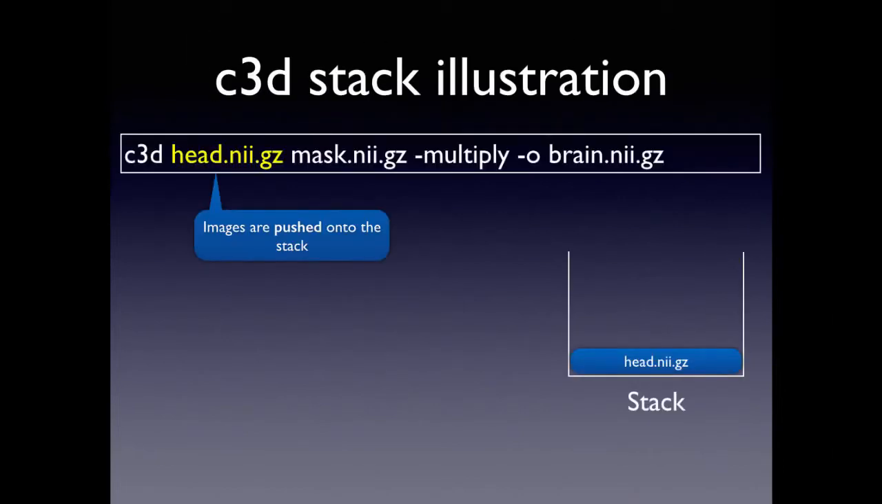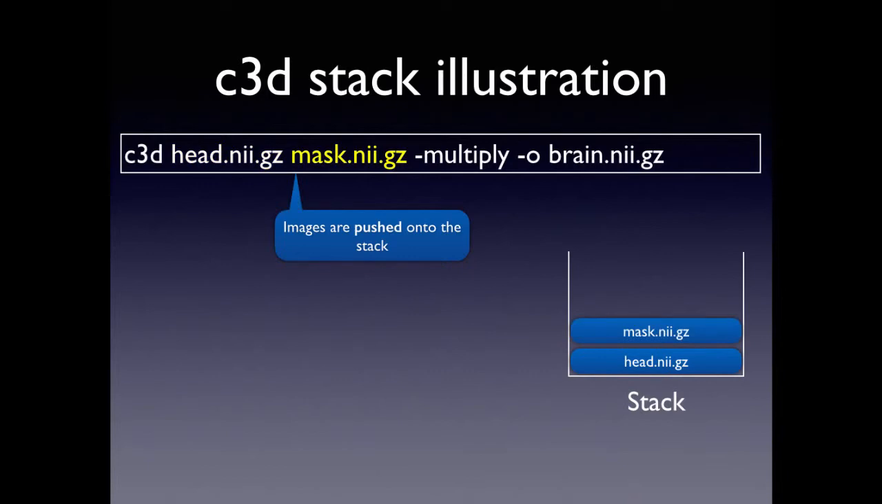So here's a more realistic example of masking a head image with the stack illustration. We first take the head. That is pushed onto the stack. When I say something's pushed onto the stack, that means it goes on top of all the other images that are already there. So head goes there, it's by itself. The mask is pushed on top of it.